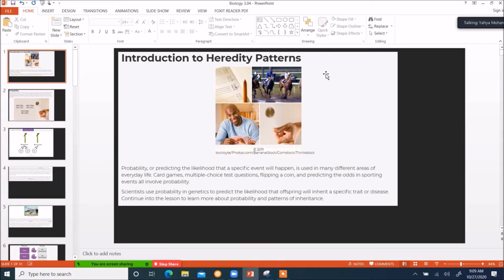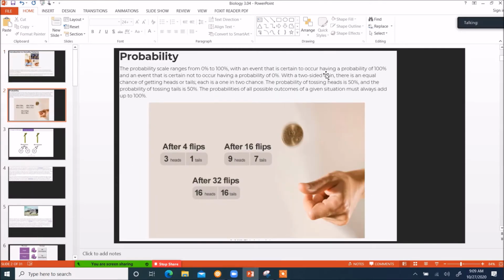So we're going to talk about heredity patterns. Take a look at this. Let's suppose you flip a coin 2 times. What are the different kinds of possibilities that you could get when you flip that coin? It can be heads or tails. That's for the first time. You could get heads the first time and tails the second time.